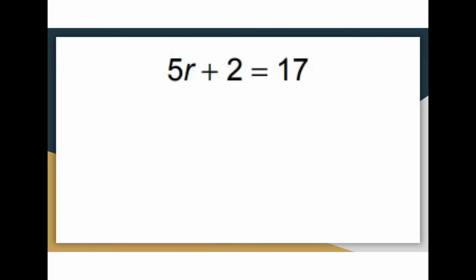5r plus 2 equals 17. So the first thing I'm going to do is just draw my line down the equal sign. Remember, we have to balance both sides of the equation when we do something. I see right here we have our variable, so I want to get it alone. I want to do whatever I can to get it alone. So what's attached to the r? Well, there's a 5 being multiplied, and there's also a 2 being added. So we typically work in reverse order of operations.